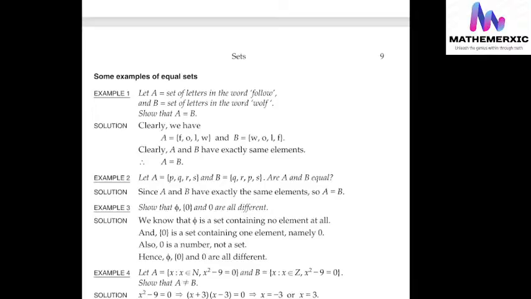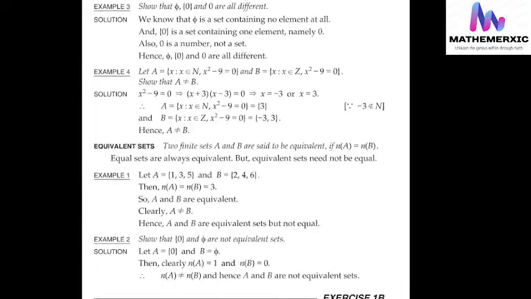Now some examples of equal sets. Set A is the set of letters in the word follow and set B is the set of letters in the word wolf. So clearly A and B have exactly the same elements, and we can say that A and B are equal.